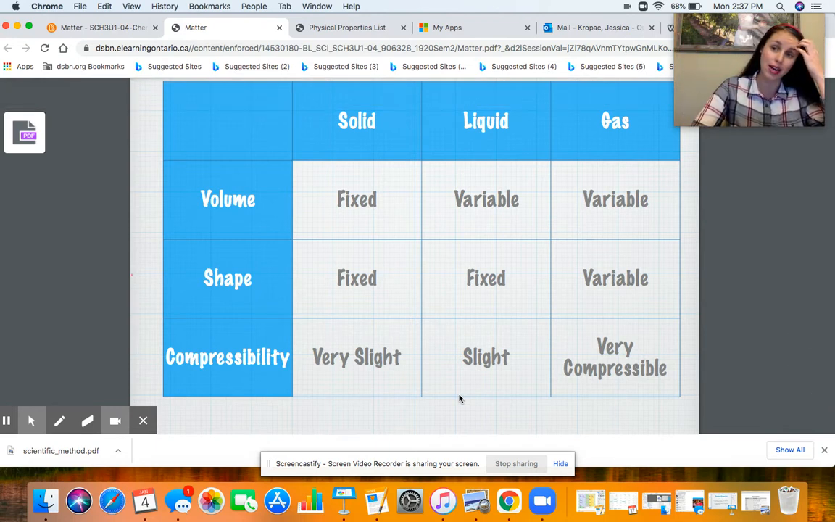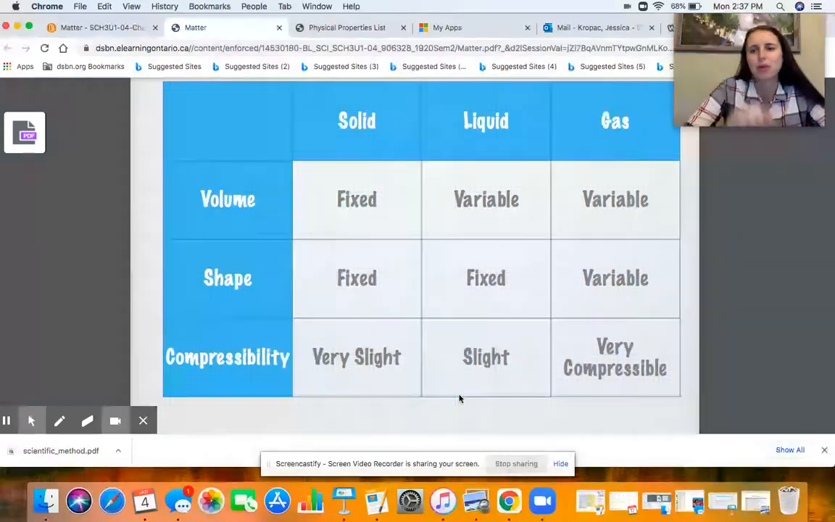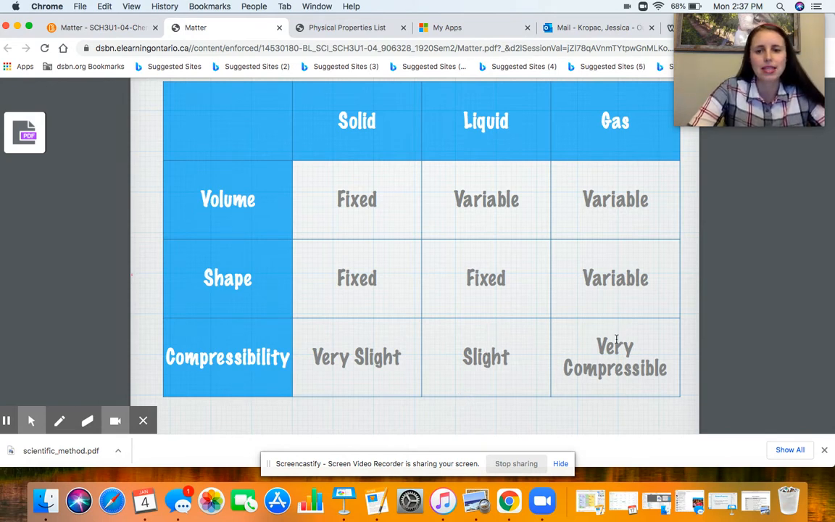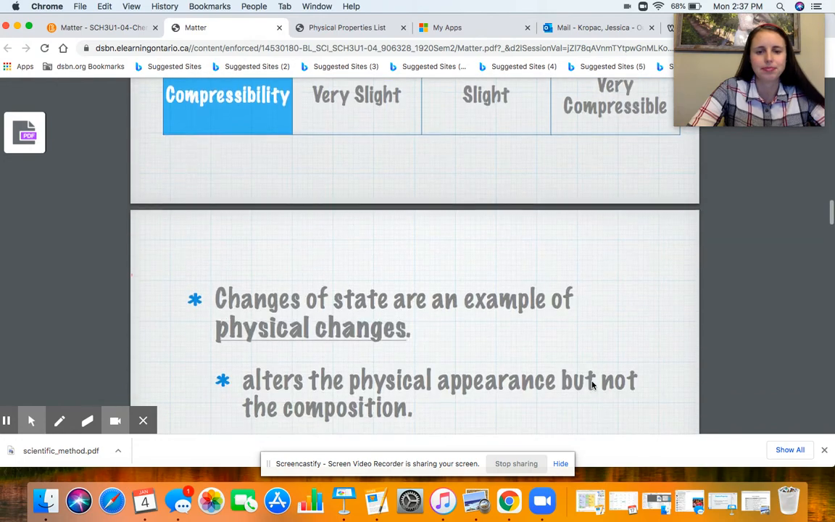Can I squeeze it and actually make an indent? For compressibility for a solid, it's very, very slight. Most solids you can't squeeze and make an indent. If you have one of those softer wood pencils, sometimes if you chip at it, you can make a little dent in it, but you can't actually flatten the pencil. A liquid is said to have slight compressibility, and a gas is said to be very compressible.